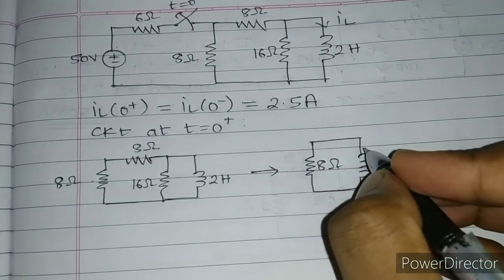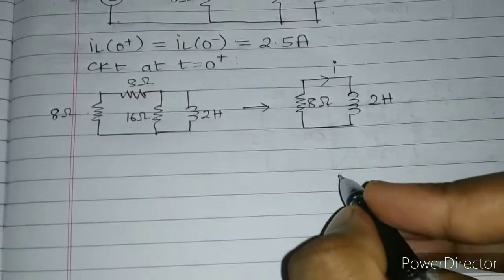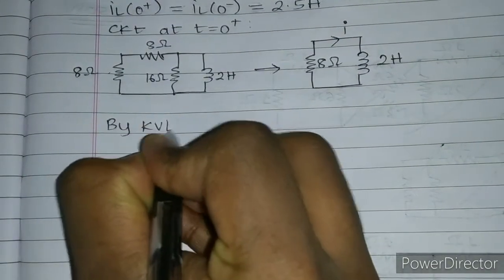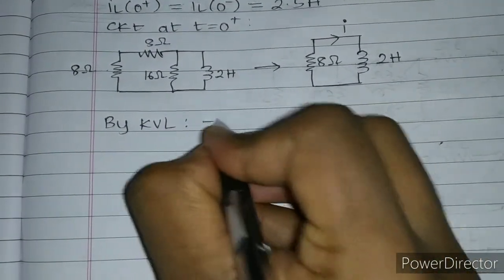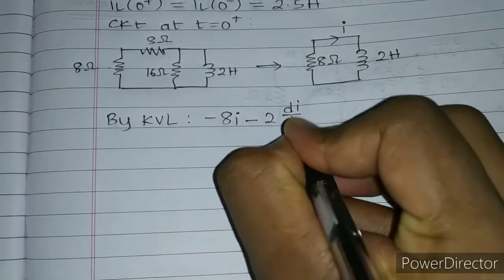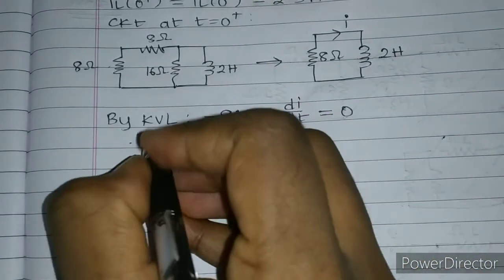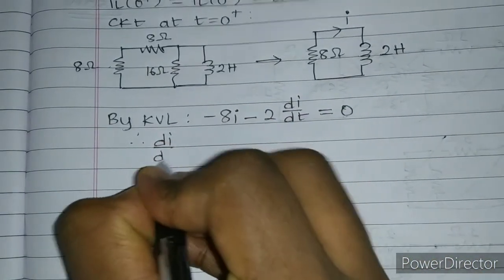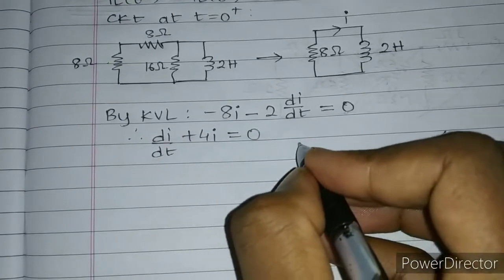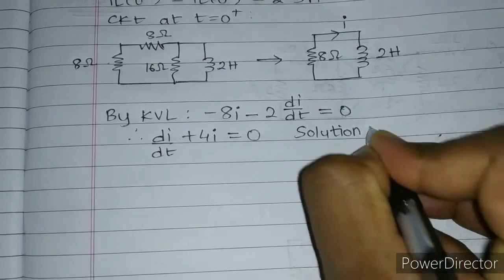Now let the current be I through the circuit. And now by applying KVL, we get minus 8I minus 2 di by dt is equal to 0. Therefore di by dt plus 4I is equal to 0. Now this is the differential equation, and its solution is given by I is equal to k e raised to minus 4t.